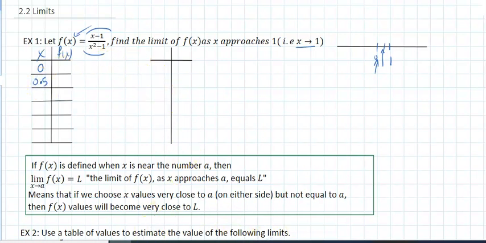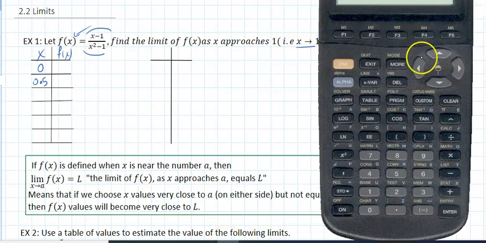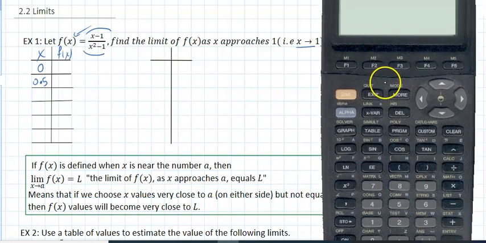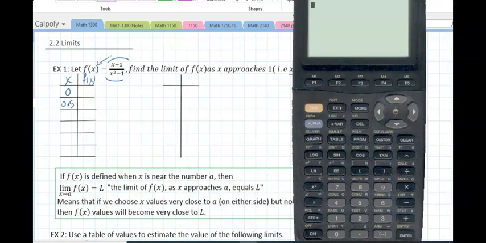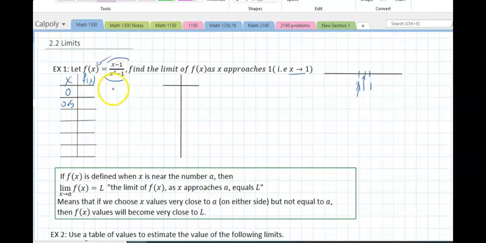If you have a scientific calculator, unfortunately I had one, but my membership expired with it, so I can no longer use it. So I'm going to use what I have. The way it works, if it says 0, I substitute 0 minus 1 over 0 squared minus 1. If it's 0.5, I substitute 0.5 minus 1 over 0.5 squared minus 1.